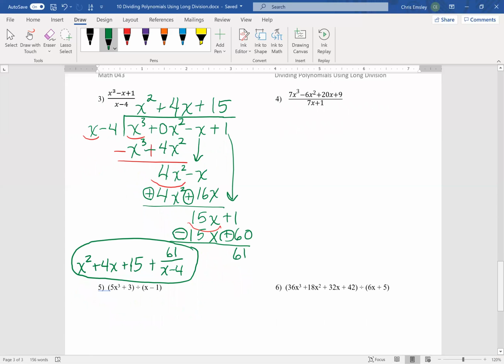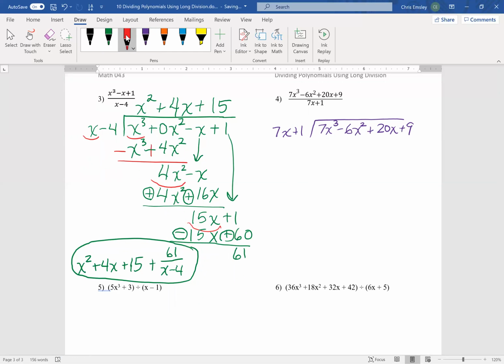Okay, number 4. This time on the outside, we are dividing by 7x plus 1, and that is going into 7x cubed minus 6x squared plus 20x plus 9. You can see we have all the powers of x. We have x to the third, x squared, x to the first, and then no x. So we don't need any placeholders like we needed in number 3.